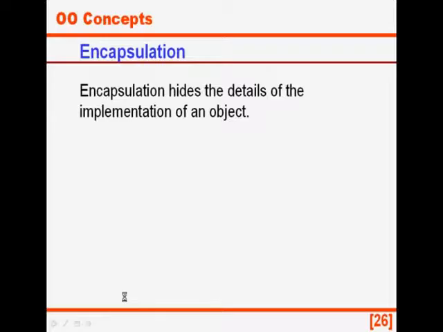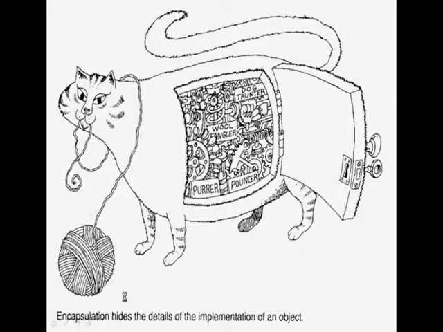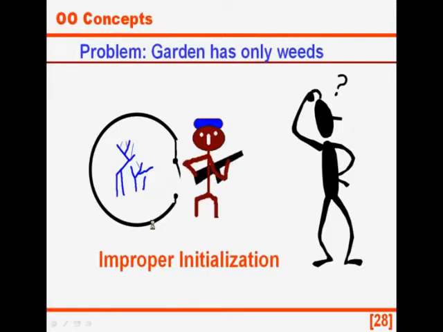Encapsulation hides the details of the implementation of an object. This is a definition from Grady Booch. This is a cartoon from Grady Booch. The internals of the cat, all these are the internals of the cat, are hidden from us. We only see the external interface of the cat. What does the cat look like from outside? Internal details are hidden. This is what is known as encapsulation.